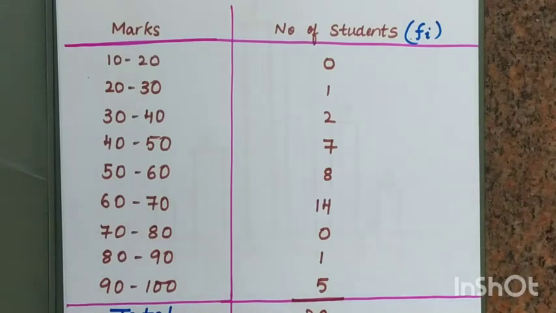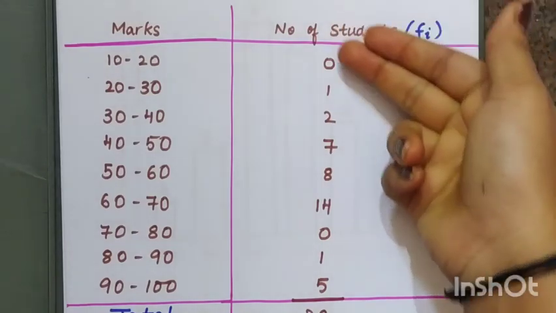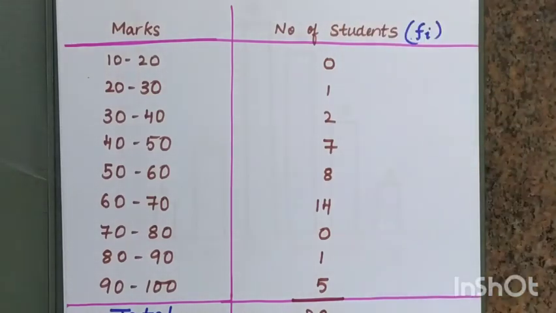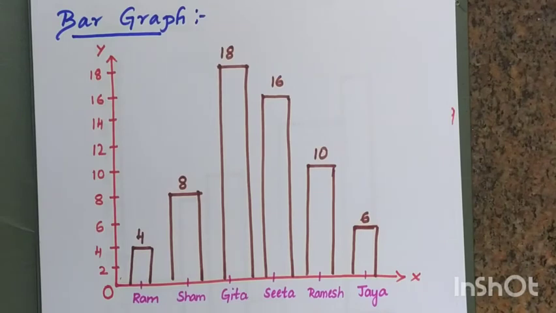As I told you, I will be telling you the data presentation, and this is the first type, that is table. And the number of students column is known as frequency. So here we go with table. Now the next topic is bar graph. This is known as the bar graph.